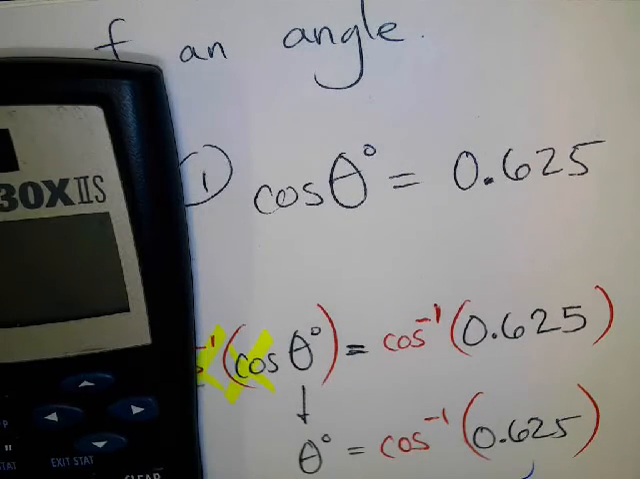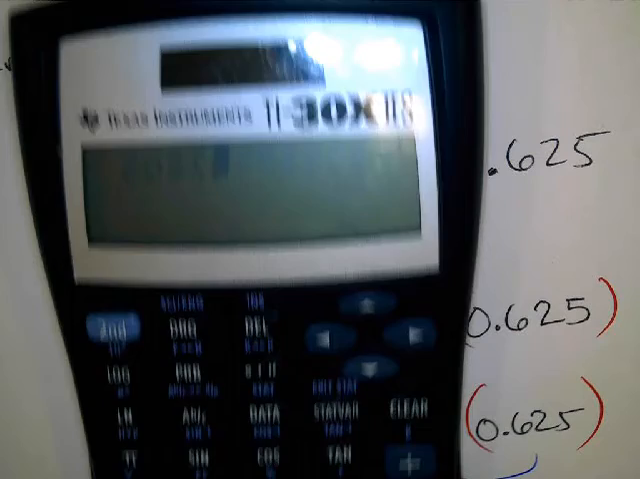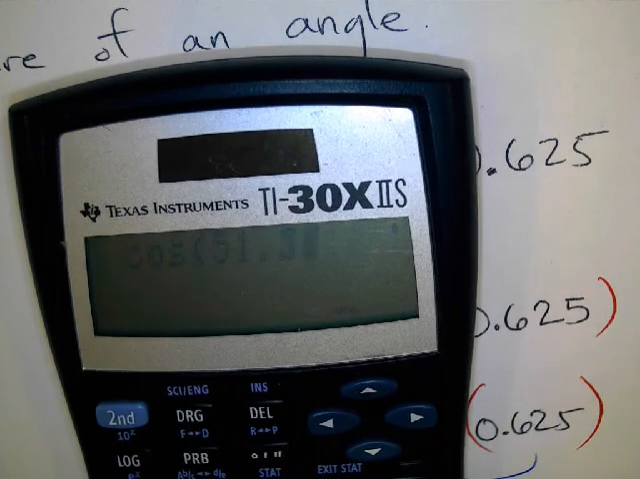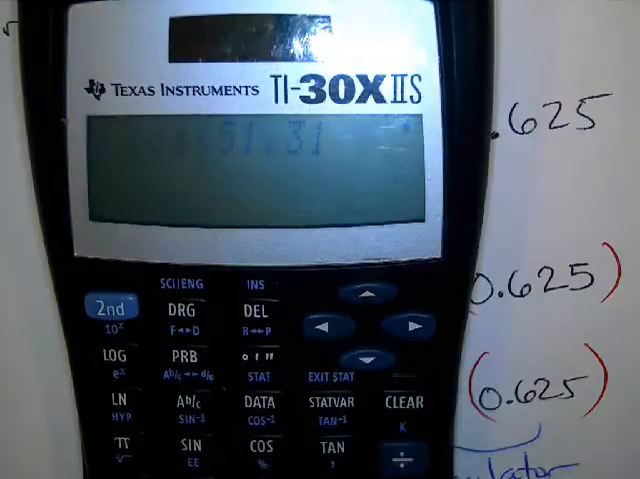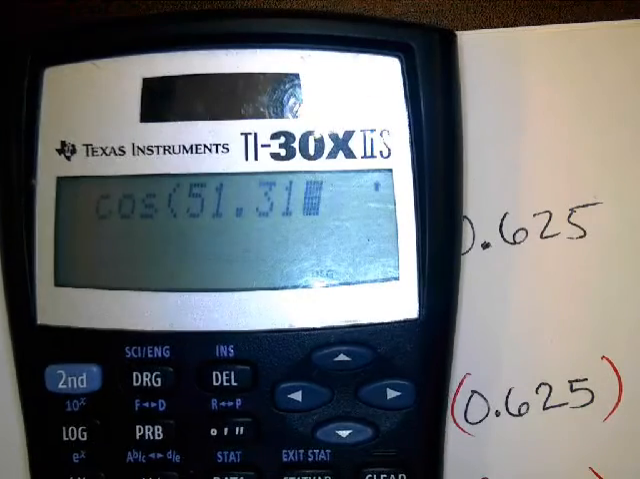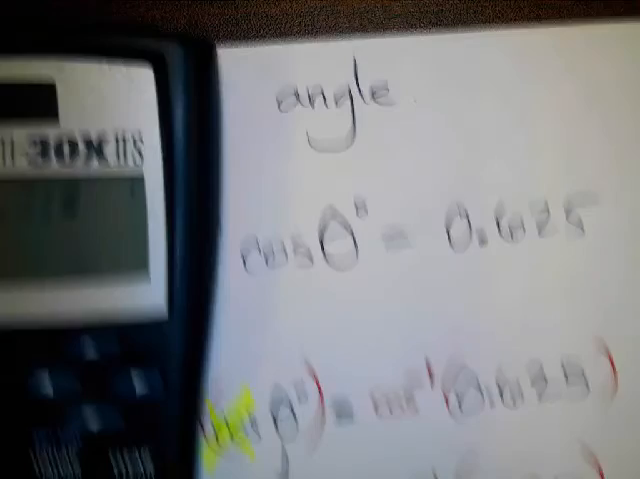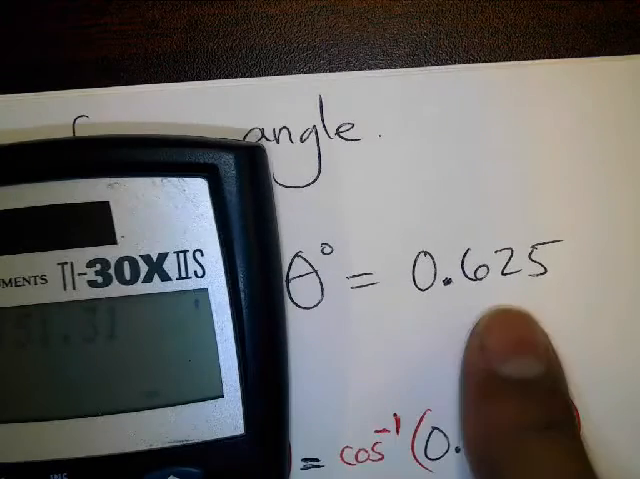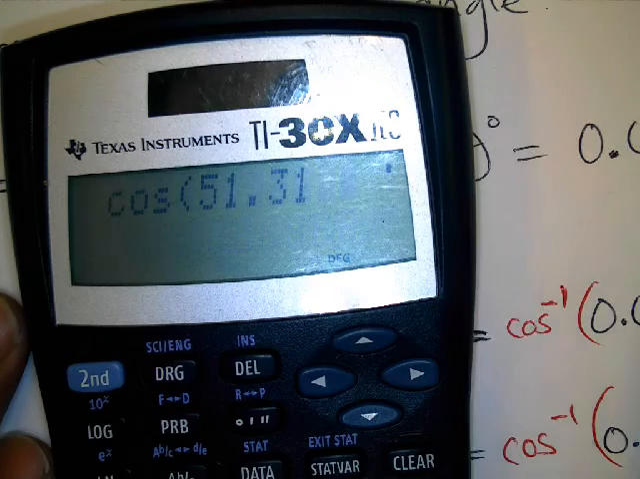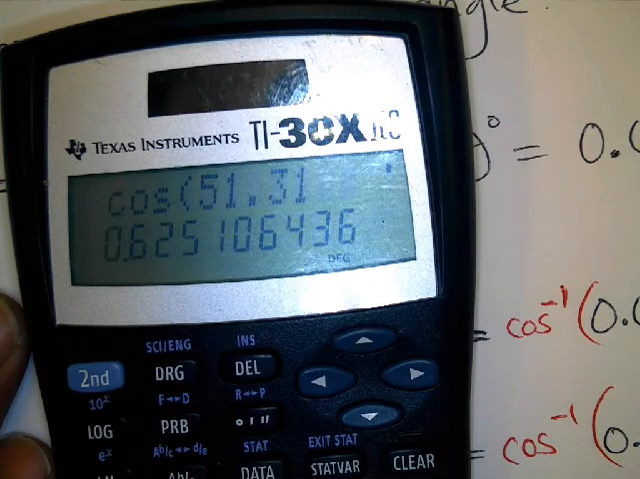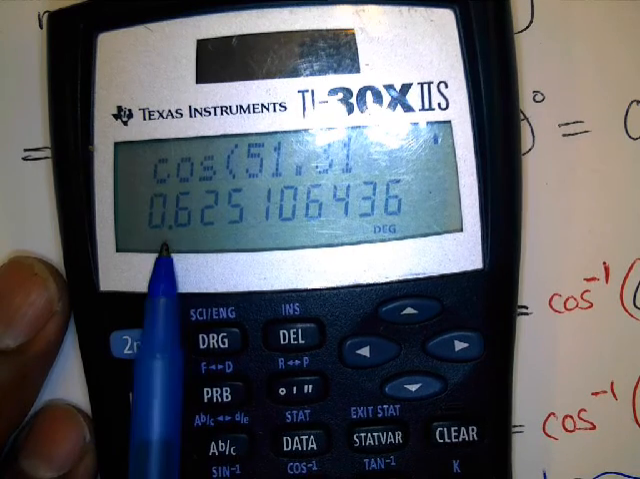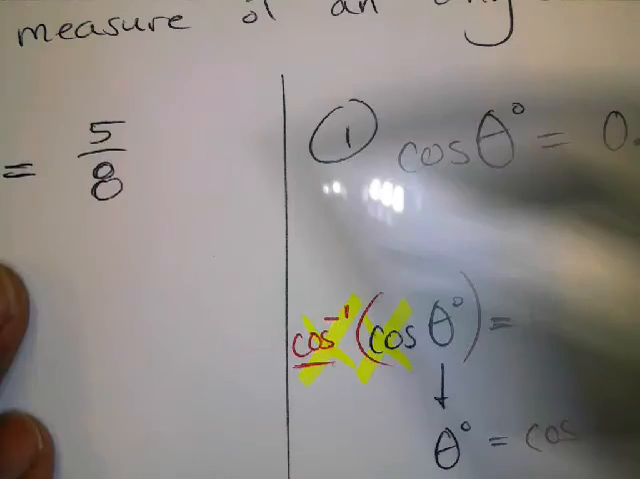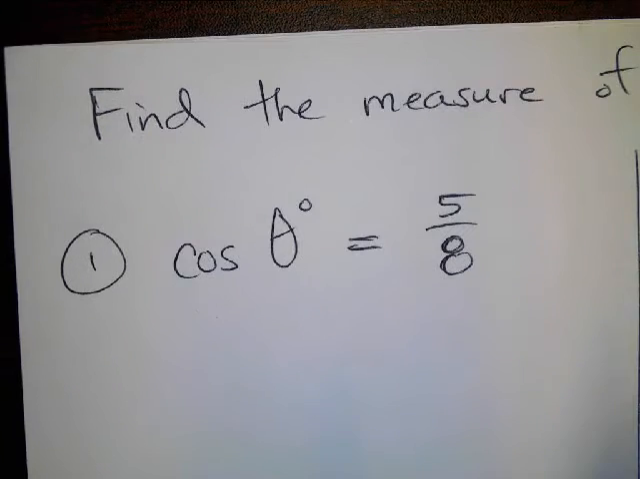Let's check it, by the way. We can actually check it. I hit cosine, cosine of what angle? 51.31. And if you hit equals, I'm checking our answer that we got. Cosine of 51.3 should give me close to this. Let me hit equals. Ready? Equals. See, there it is, 0.625. So I'm just checking the answer there.